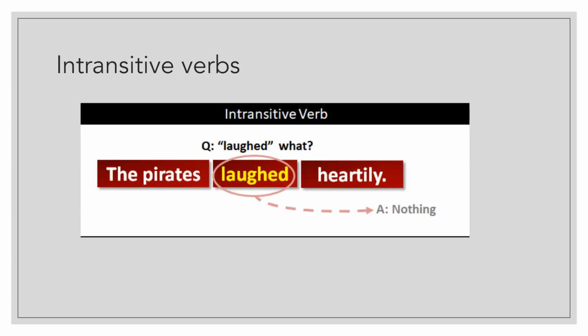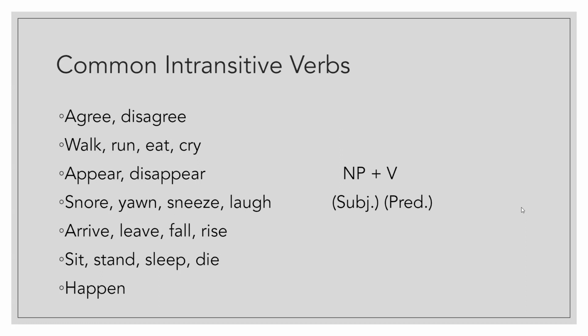They laughed. I laughed. She laughed. Right? Period. There will be no direct object. Some common intransitive verbs, right? You have verbs like agree, walk, appear. A lot of bodily functions besides laughing. You have snoring and yawning, and sneezing, coughing, right? Smiling, arrive, fall, rise, sit, stand, happen. Okay. These are very common verbs that do not take direct objects.